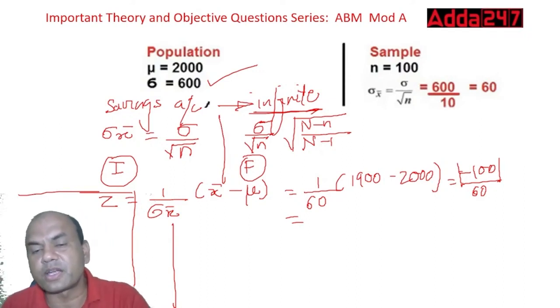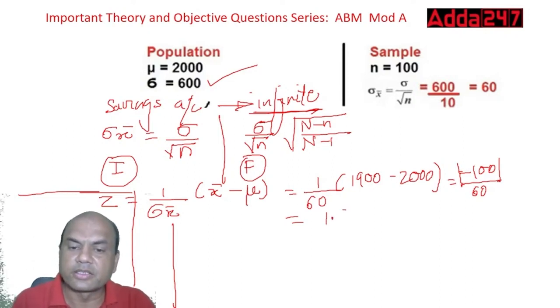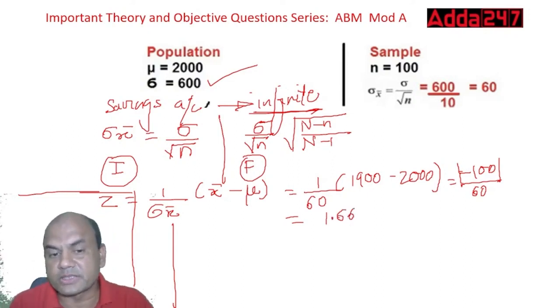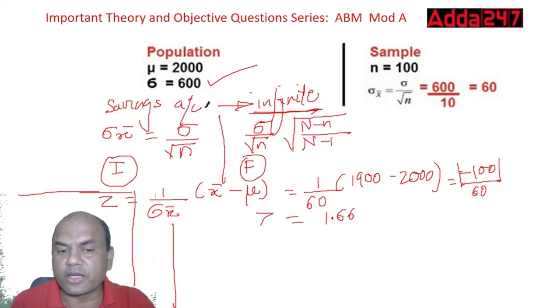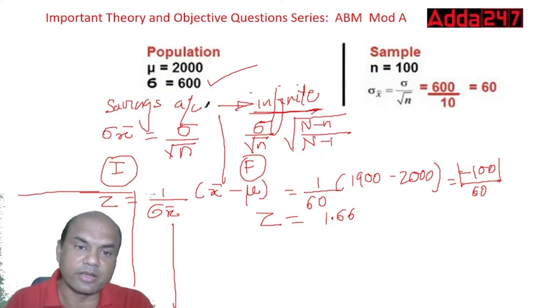So the answer which you get is 1.66. Okay, 1.66. So this is the Z you are getting. This is the answer you are getting for Z over here.